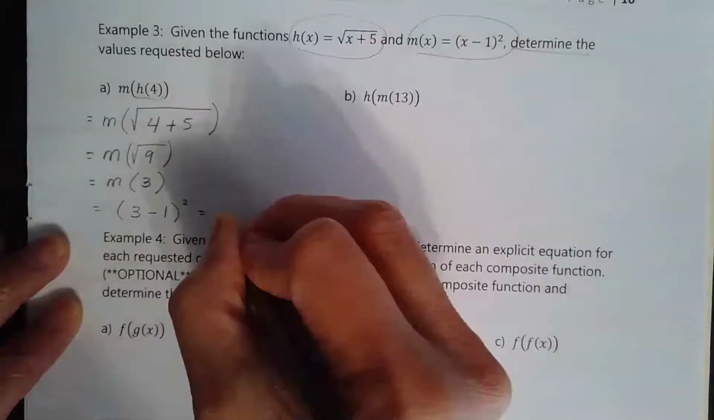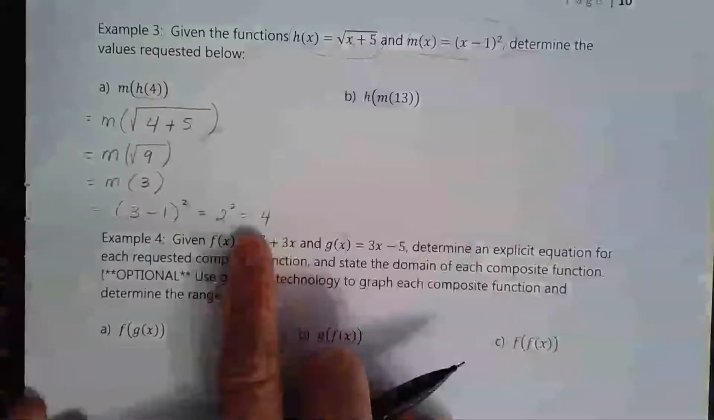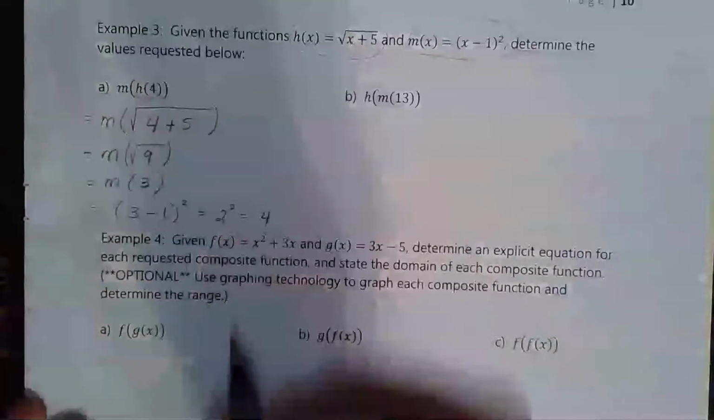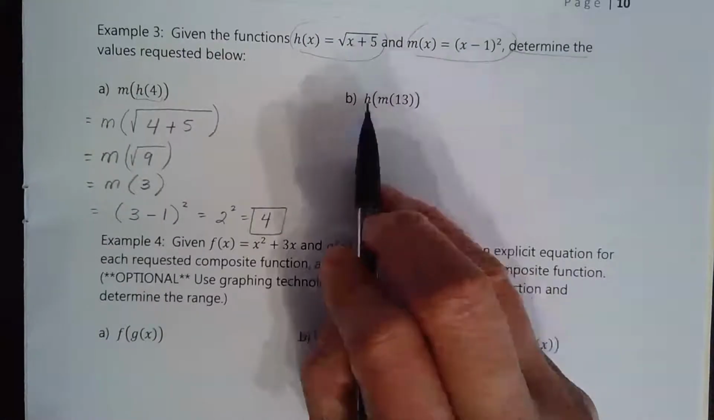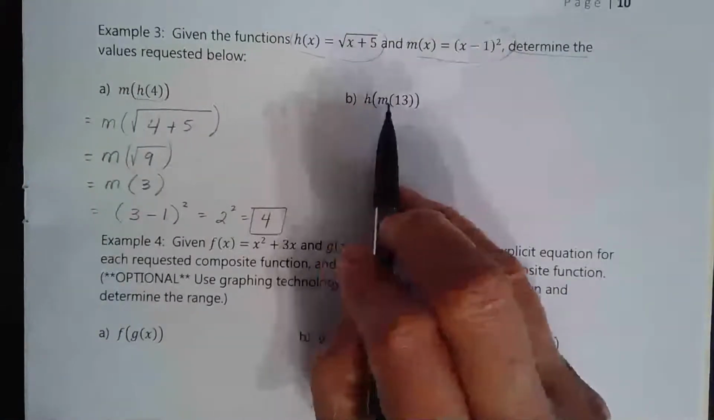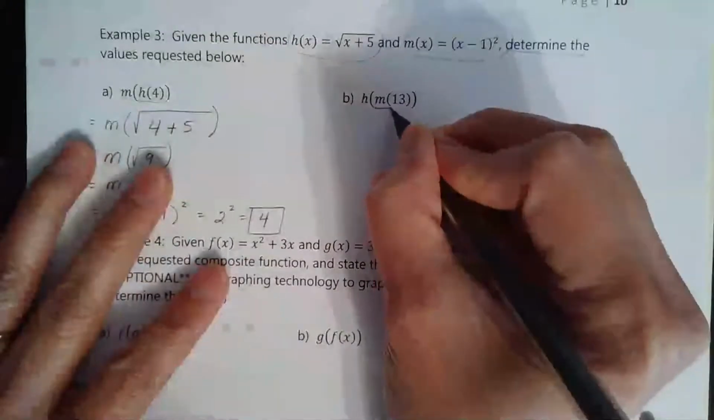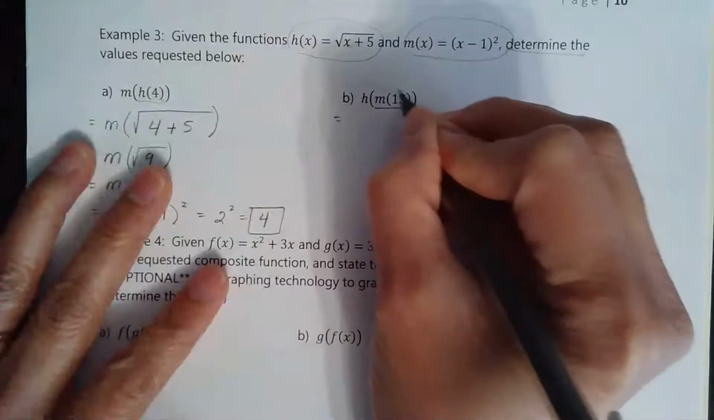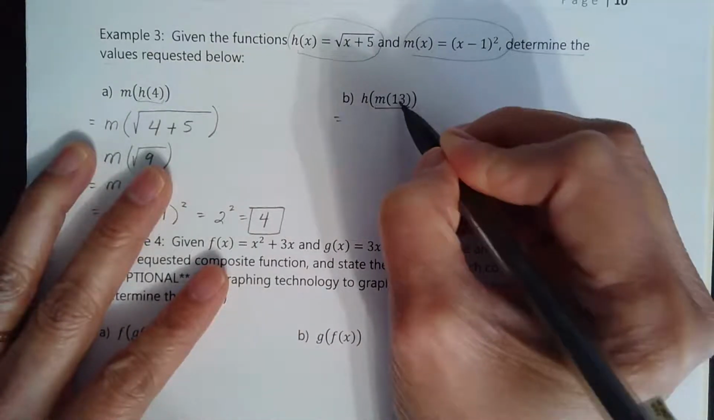Using the function m, but this time we're going to replace the x by 3. We're going to replace x by 3 minus 1. That's going to give us 2. The answer to that is 4. That's our final answer. Okay.